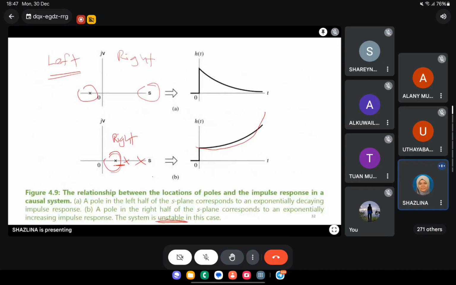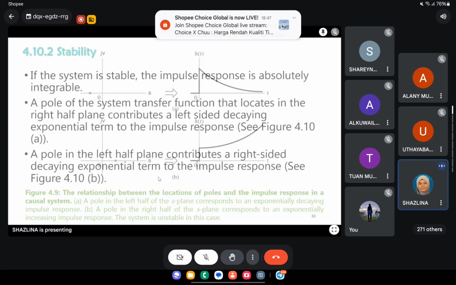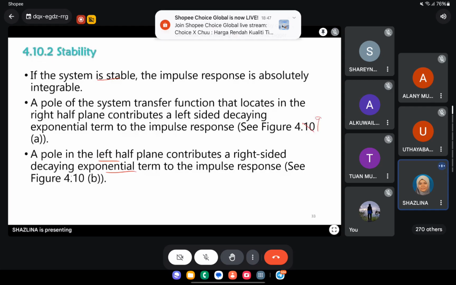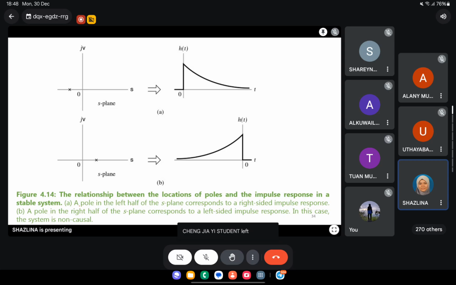It's this figure. It's actually 4.9 and not 4.10. Silap. Okay. This is repeating the same thing.